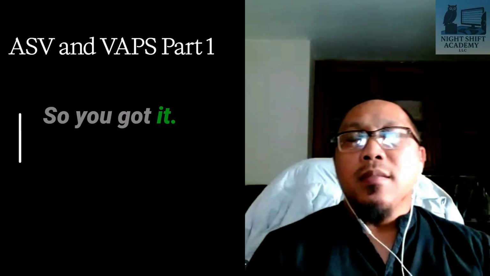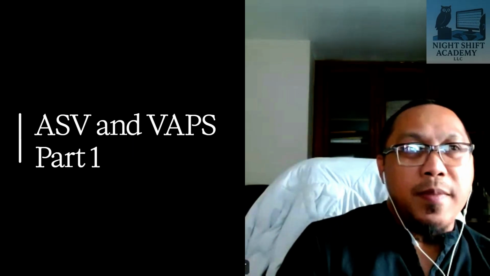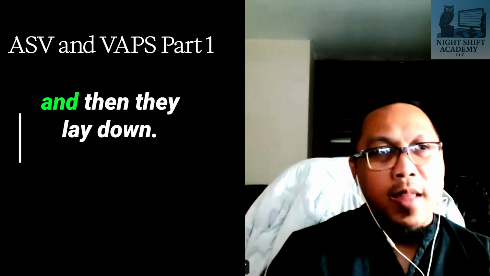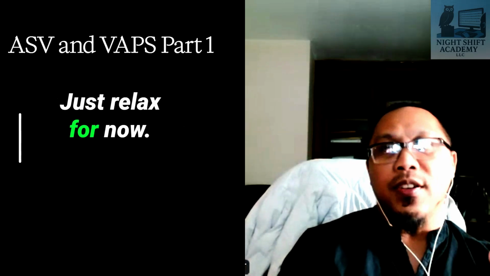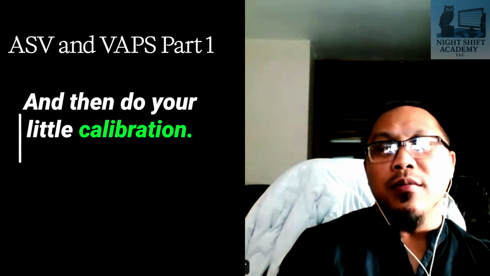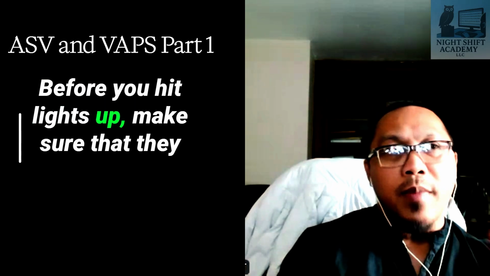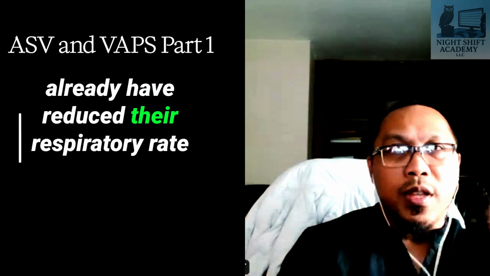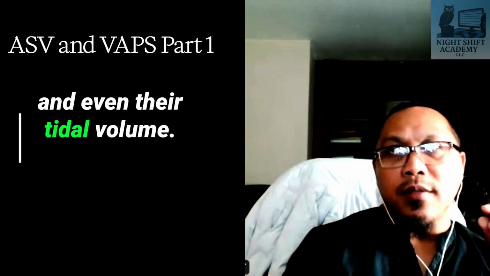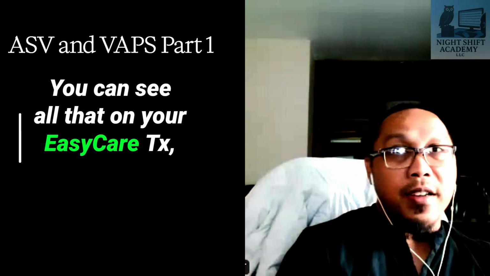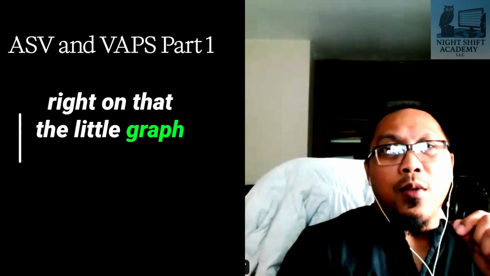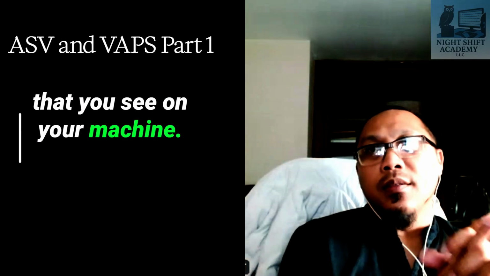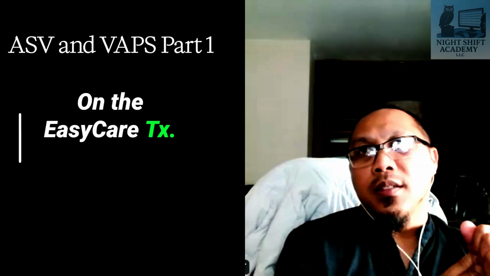So you got it? When you put the mask on an ASV patient, make sure that they're already resting. They are relaxed. They're not hyped still. They just came from the bathroom and then they lay down. Let them relax. At least 5 minutes. Just relax for now. And then do your little calibration. But before you hit lights out, make sure that they already have reduced their respiratory rate, and even the tidal volume. You can see all that on your KTX, right? On that little graph that you see on your machine on these kits.